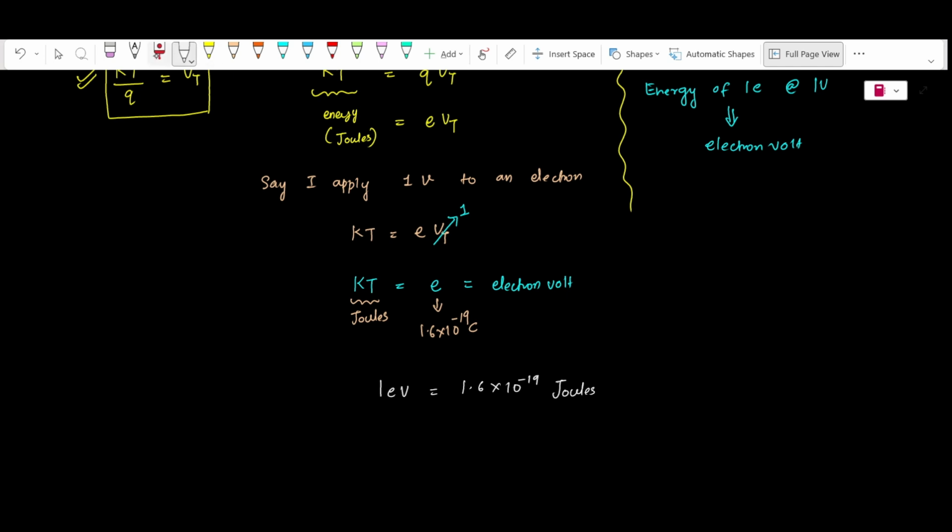Actually, this is not coulomb, this will be joule. Why joule? Because I have actually multiplied, so this unit is the same as this unit. I hope that's clear. So this is the expression which I want you to understand. 1 electron volt is nothing but e joules.